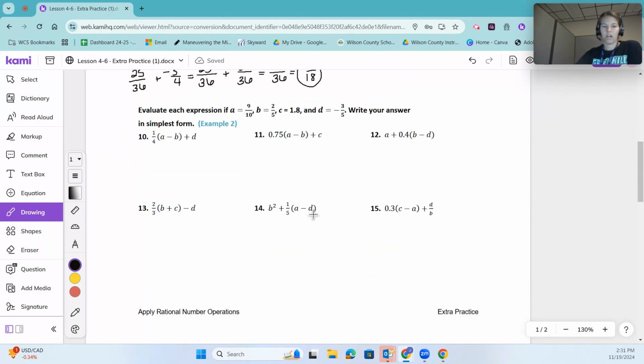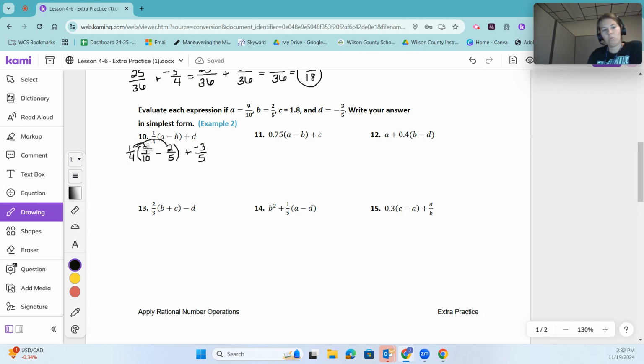All right, let's take a look at a couple that have some distributive property. On a lot of these, it might be most beneficial for you to write down the entire problem. If I was doing this on a separate sheet of paper, that's exactly what I would be doing. So 9/10 minus B, which is 2/5, plus D, which is negative 3/5. First thing I do is my distributive property.